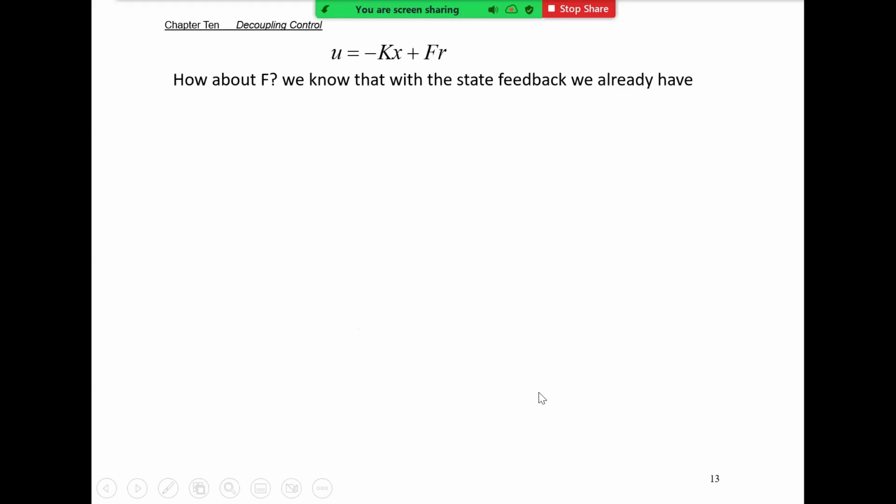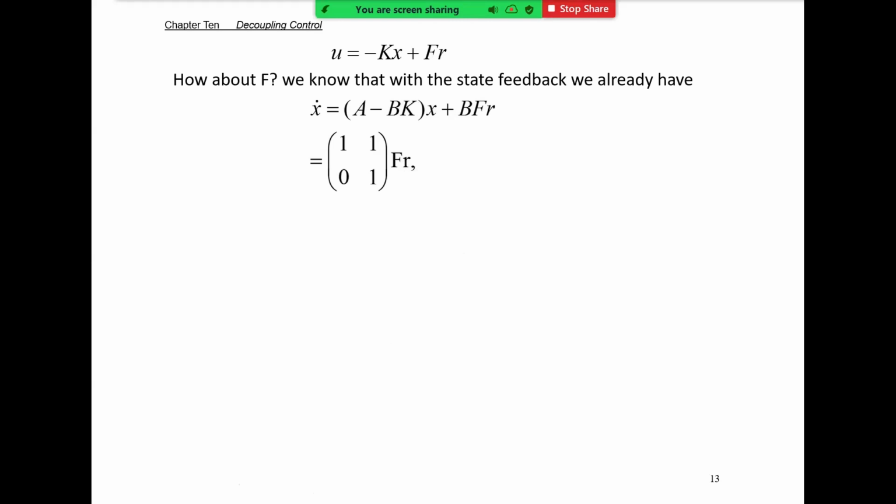We know that with the state feedback we already have, we plugged in this minus Kx, so A minus BK, that part is already 0. So actually we are left with the B times F times r. That is the closed loop equation.